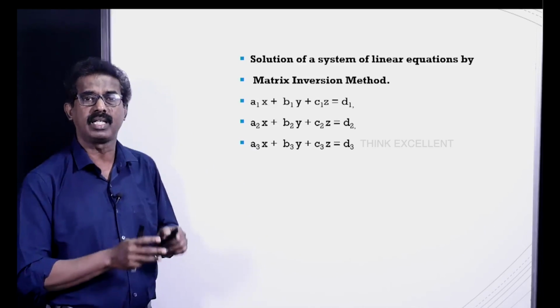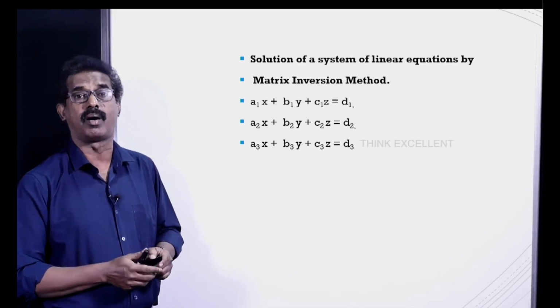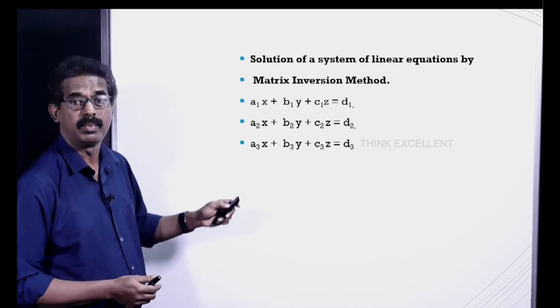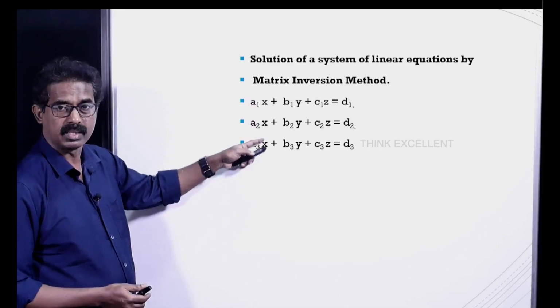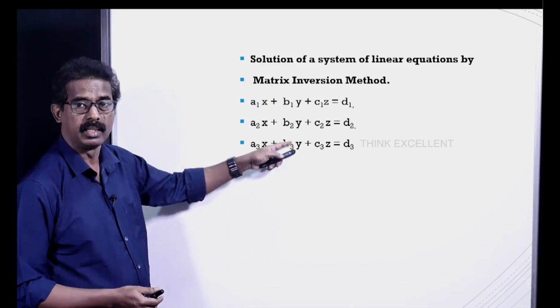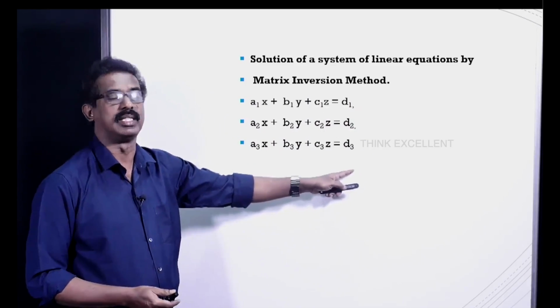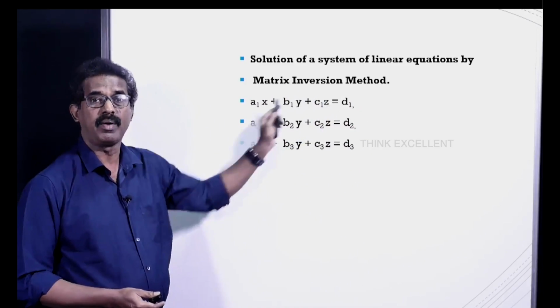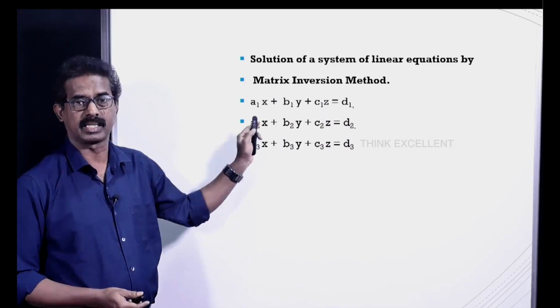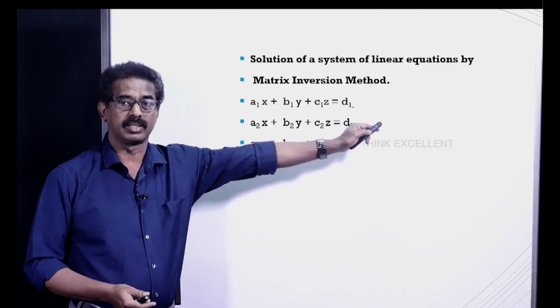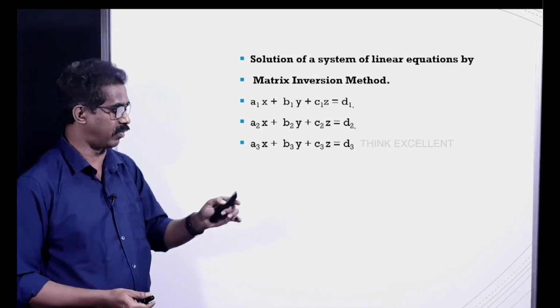You check whether they are given in the correct form. What do you mean by correct form? x first, then y, then z, and on the right side you have constants. That is the correct form. If it is not in the correct form, you have to arrange it. Okay? x, y, z and the constant on the right side. It is the correct form.